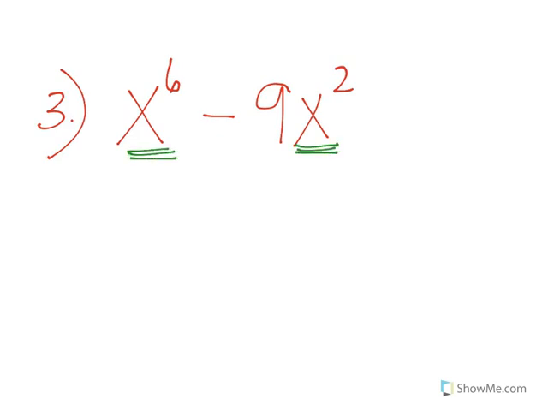And let's take a look at question 3. So let's just say that we had x to the sixth minus 9x squared. So back to only looking at one letter. When we compare x to the sixth and x squared, and we're talking about factoring, we steal the lower of the two exponents. So the GCF is just going to be x squared.